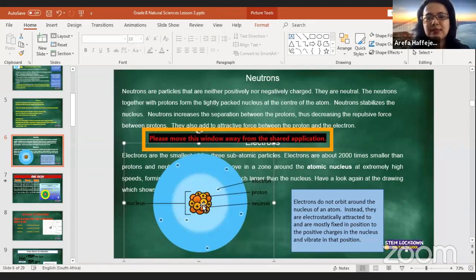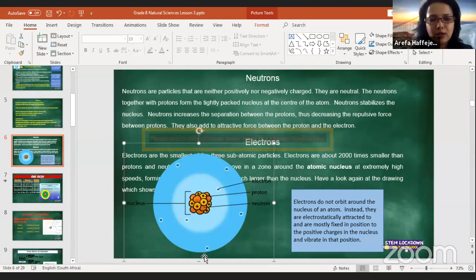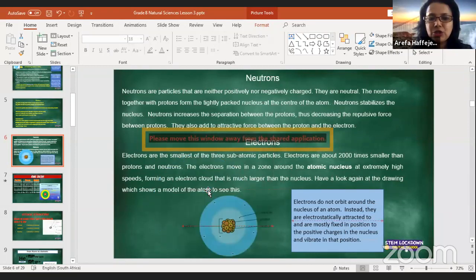So this decreases the repulsive forces between the protons. That means that the protons won't repel each other all the time. And by doing this, it gives the protons a chance to attract the electrons, which are in orbit around the nucleus. So the function of the neutrons is actually to stabilize the charges in the nucleus. So we'll move on to electrons.